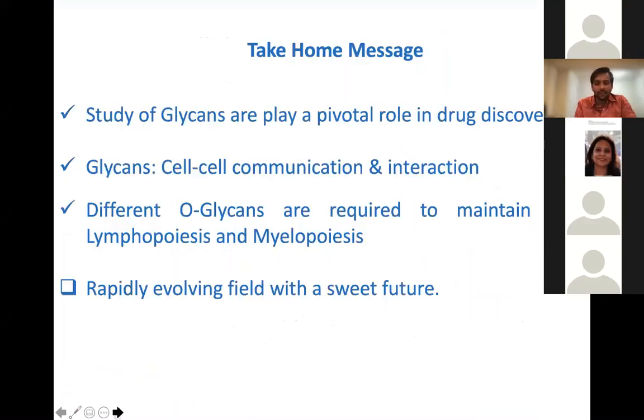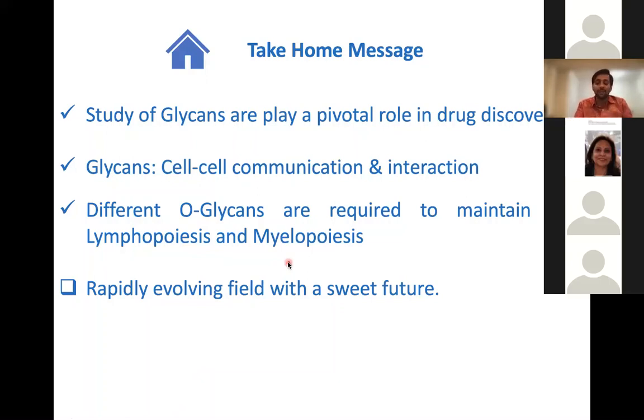Okay, and then the take home message from this talk is that glycans are important, and they play a very pivotal role in drug discovery. They are required for cell-to-cell communication, because we see that it disturbs Notch signaling also, and they are also required for the interaction between the cells. Different O-glycans are required to maintain lymphopoiesis and myelopoiesis. We have clearly seen when we knock out the different mice models that the immune cell lineages are totally disturbed.